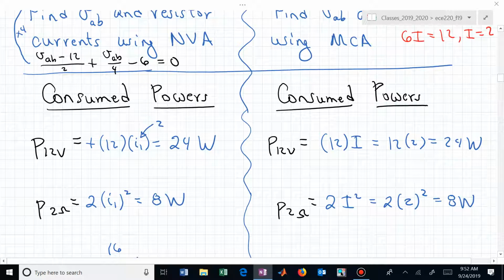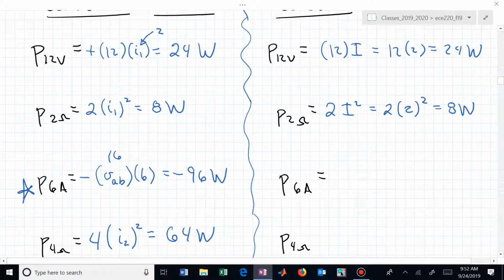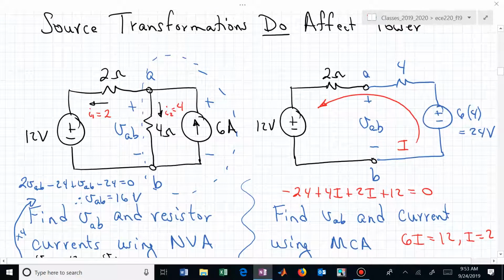And those are consistent between the two circuits because we didn't transform that part of the circuit to the left of terminals A and B. And that's what we said. We're okay if we don't worry about what's going on internal to the source that we've now transformed. But now, whoops, we don't have a 6 amp source. We actually have a 24 volt source now. What's the power of it?